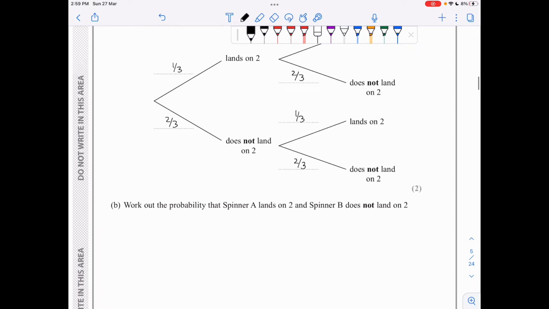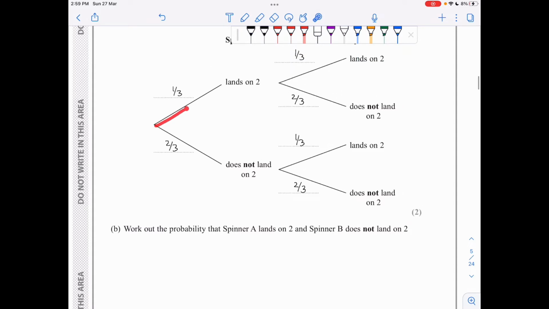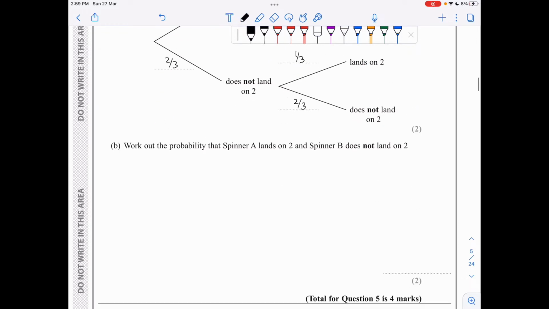Now we need to work out the probability that A lands on 2 but B does not. So I want to end up here. As I travel through the probability tree diagram, I multiply the probabilities I encounter. So I'll be doing a third times 2/3. So the answer for part B is 2/9.